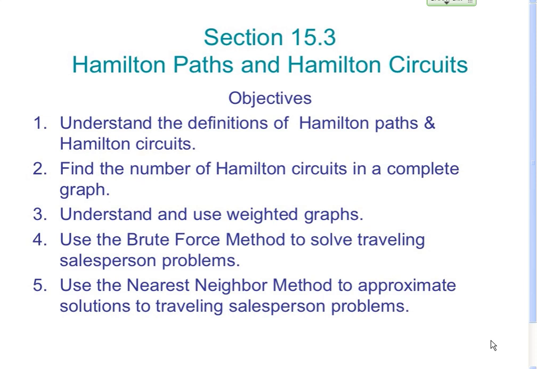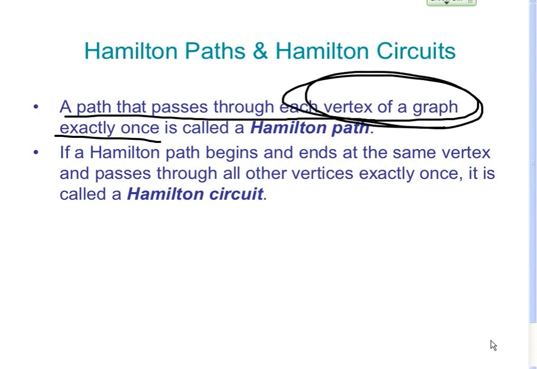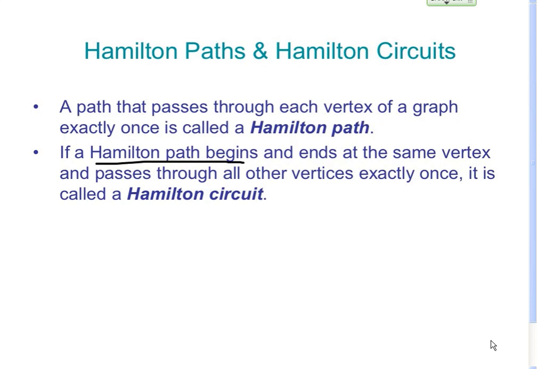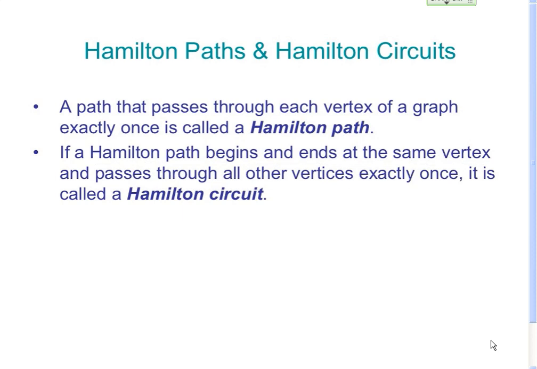So, a path that passes through each vertex of a graph exactly once is called a Hamilton path. If a Hamilton path begins and ends at the same vertex, passes through all the other vertices exactly once, it is called a Hamilton circuit. Notice the difference between an Euler path and a Hamilton path. Euler is edge, Hamilton is vertex.